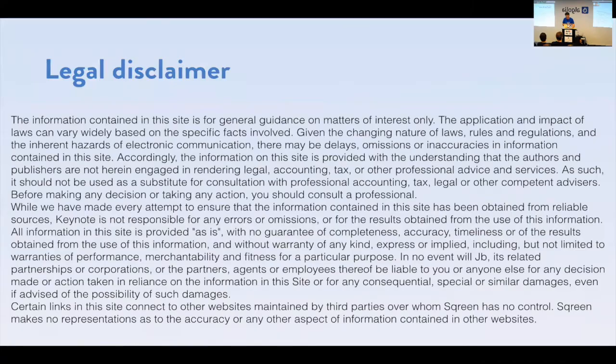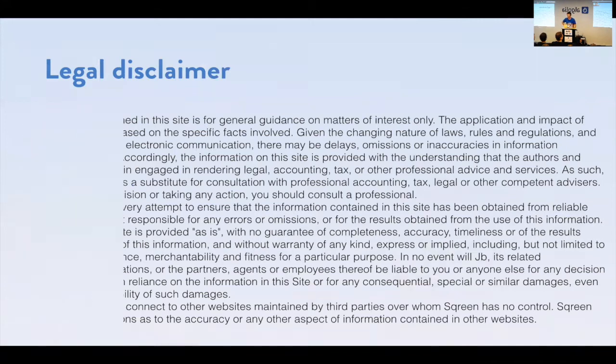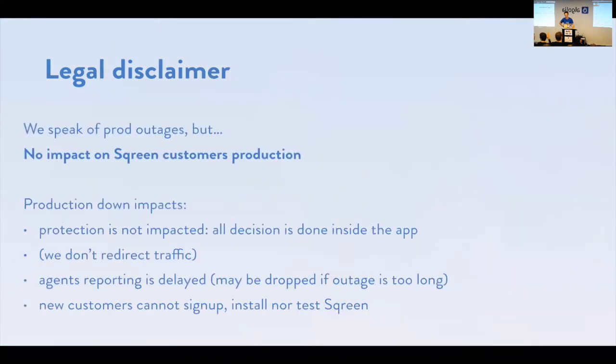So just a legal disclaimer, I need you to read all of it and just raise your hand when you're done with it. No? Okay, no. The disclaimer, it's not about that. The disclaimer is, in this presentation, we discuss production outages because we had a couple.